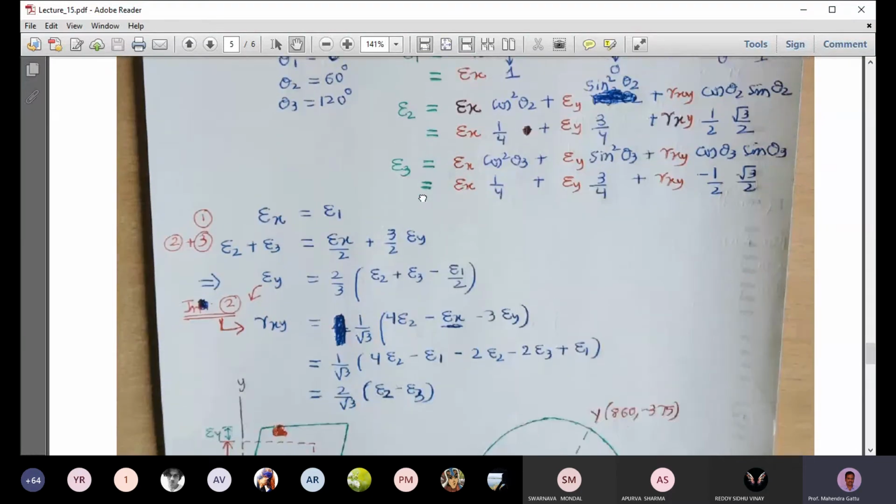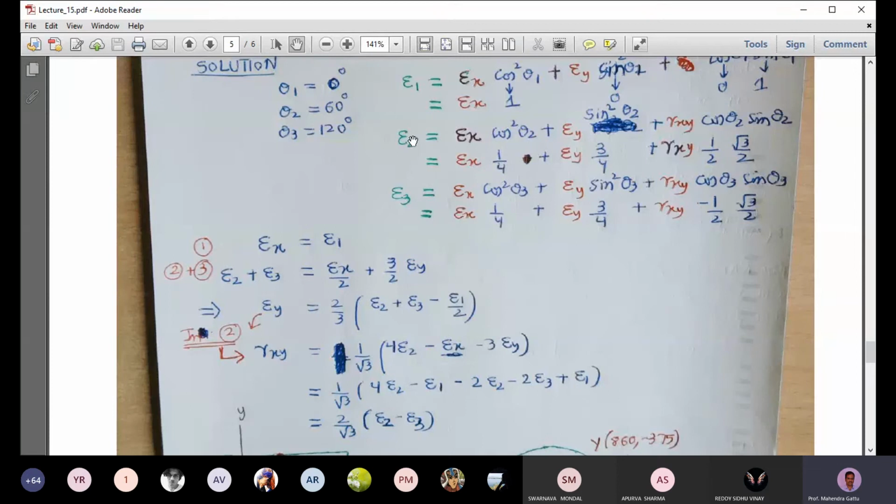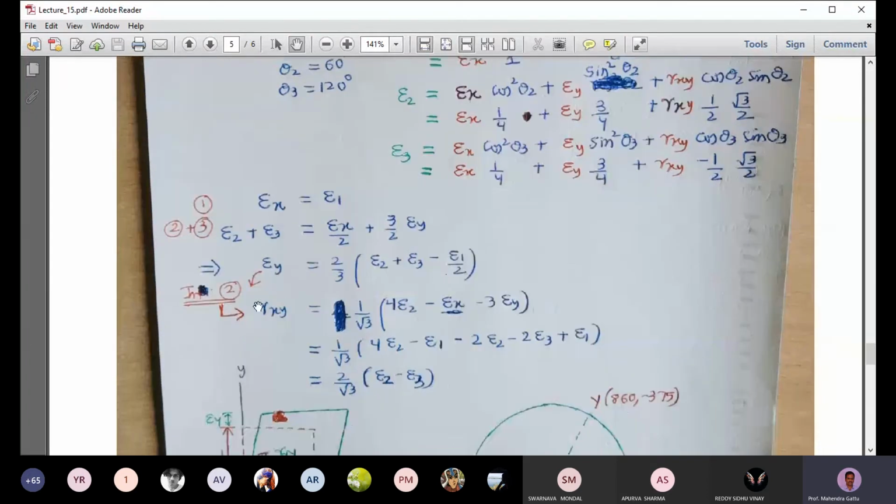So first, we have already found the first equation, epsilon x is epsilon 1, and we can sum up these two equations, epsilon 2 plus epsilon 3, and this shear term will cancel out because of the minus and plus. That term will cancel out, and we are left with epsilon x by 2 and 3 by 2 epsilon y. Okay, so that is what we have here. And we can calculate epsilon y, because epsilon x is known, it is epsilon 1. So we can send epsilon 1 by 2 to the left hand side. We get epsilon 2 plus epsilon 3 minus epsilon 1 by 2, and 3 by 2 will become 2 by 3. So that is what we have, 2 by 3 times epsilon 2 plus epsilon 3 minus epsilon 1 by 2.